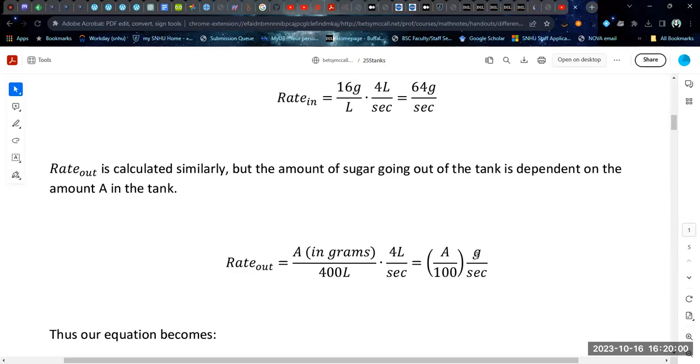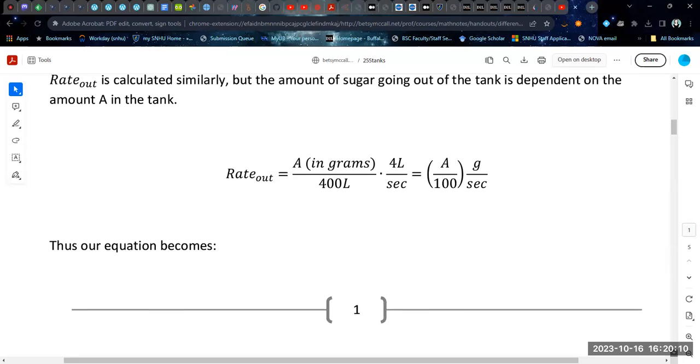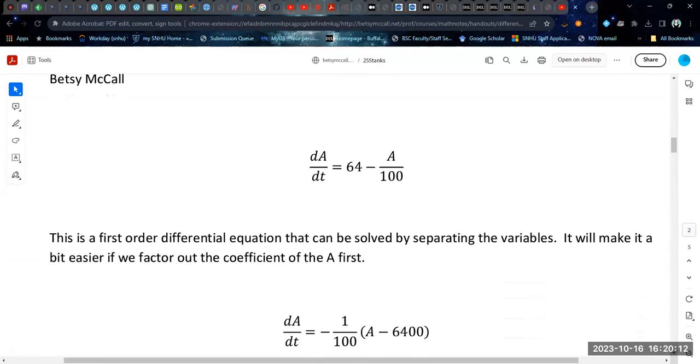And again, this matches our original differential equation, dA/dt. If A is measured in grams and time is measured in seconds, this is the correct unit. And so our equation is going to become dA/dt is equal to 64, that's our rate in, minus our rate out, A over 100.